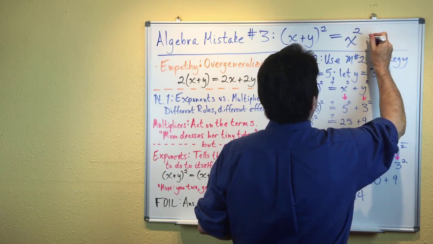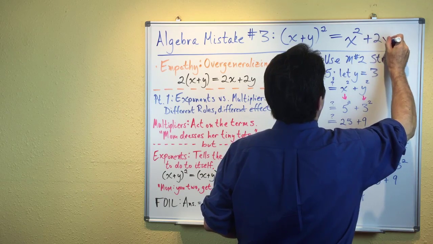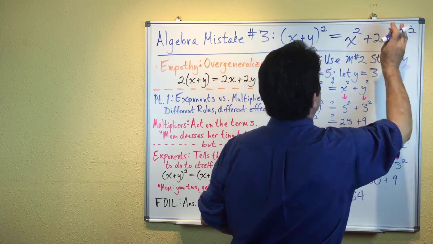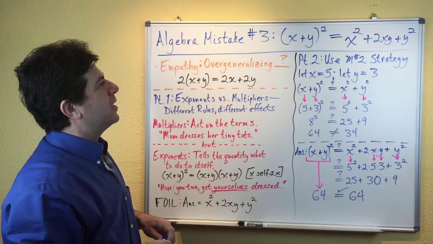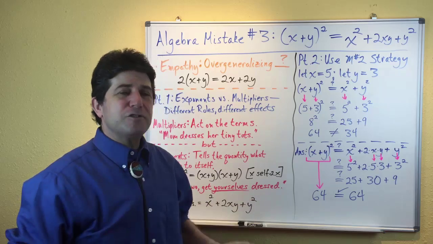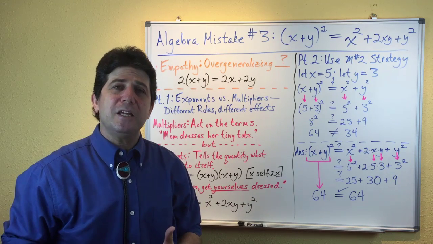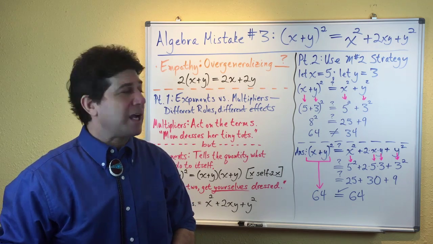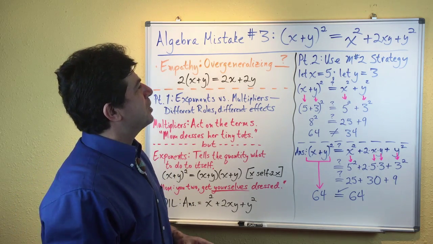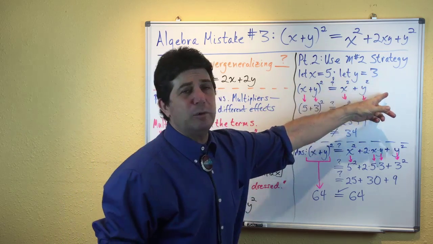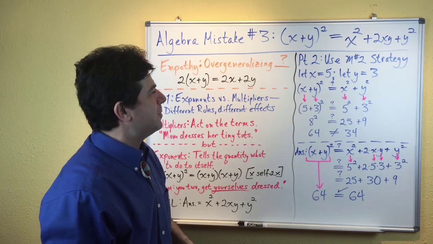But then we're going to explore this one other way, and we're going to explore it using the strategy that we developed when we looked at mistake number 2. That strategy is plugging in numbers to check what the value of a variable expression actually would be. So what we're going to do here, we're going to let x equal 5 and y equal 3, and we're going to do a couple of experiments.